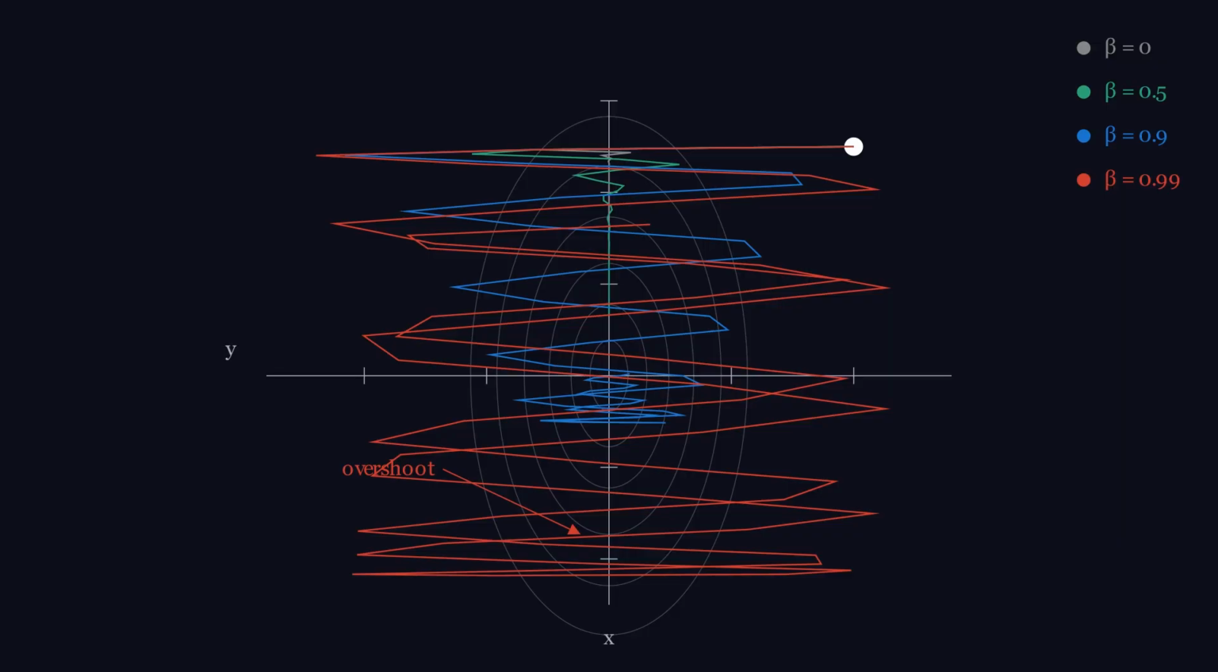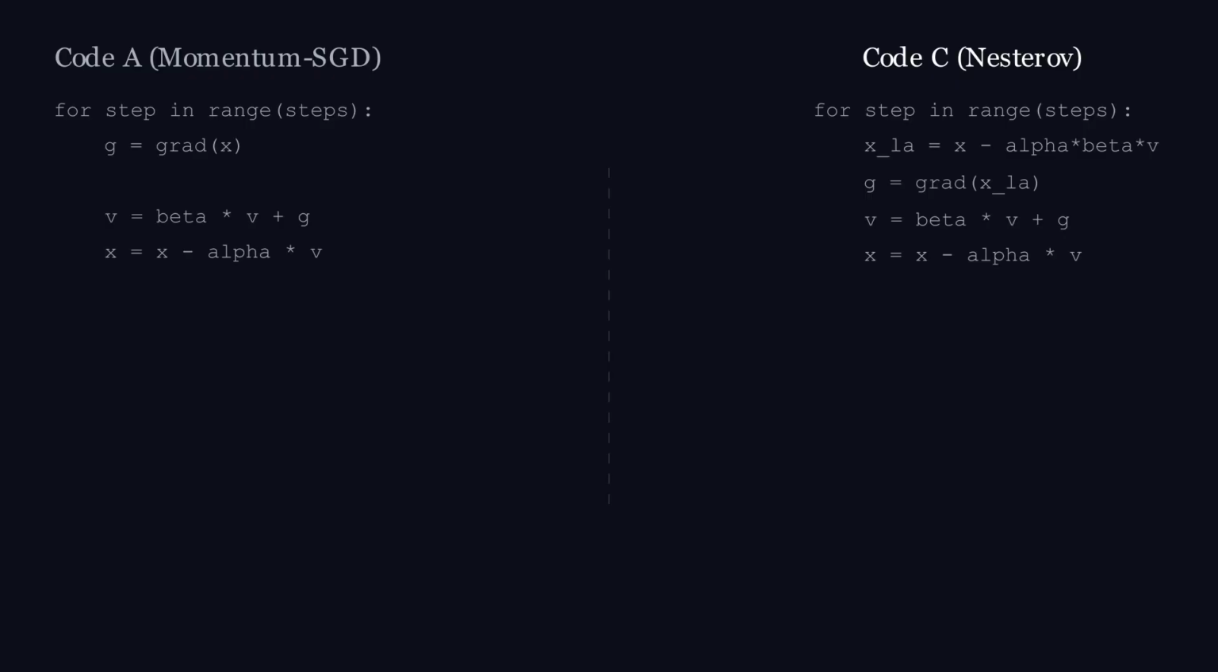That overshoot at beta equals 0.99 points to the most common refinement of momentum SGD, Nesterov accelerated gradient. Here is code C, Nesterov accelerated gradient as a 2-line diff from code A, the momentum SGD implementation we built in block 05. First change, before computing the gradient, compute a lookahead position: current position minus alpha times beta times velocity. This is where momentum will carry you on the next step. Second change, evaluate the gradient at the lookahead position, not at the current position. That's the only other change. The rest of the update is identical to code A.